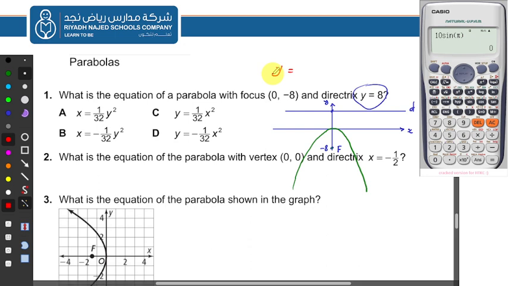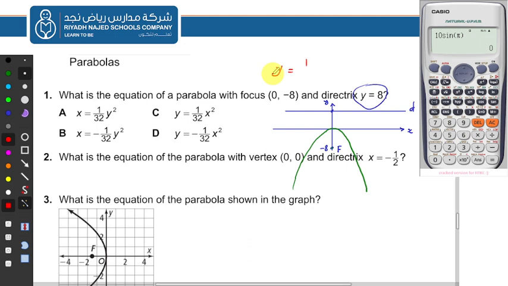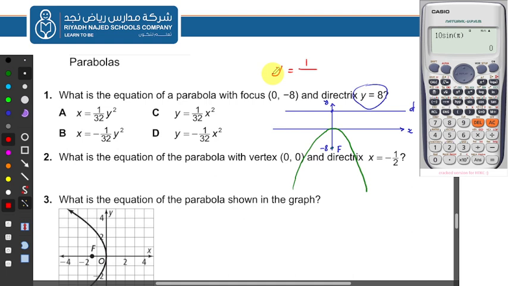And let's continue the formula. Y equals, this is the formula, so you have to learn it by heart, you have to memorize it. 1 over 4c, and then x squared. I will explain what c is. Okay, c is just a coordinate. You get c from the focus. So if the focus is (0, -8), simply c is -8.